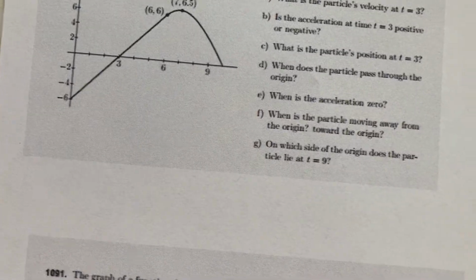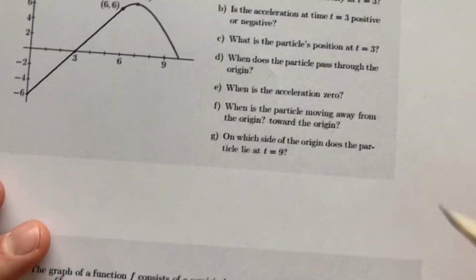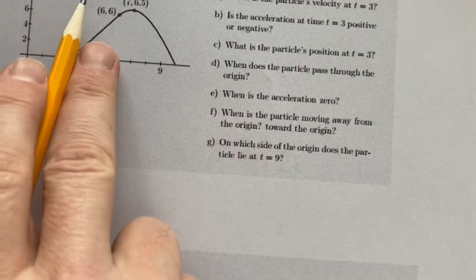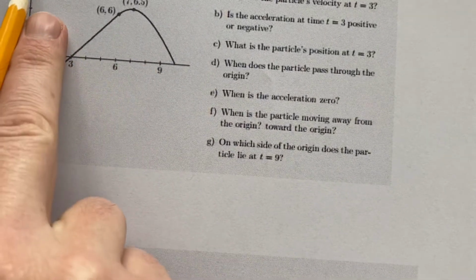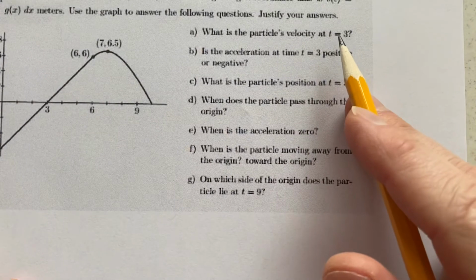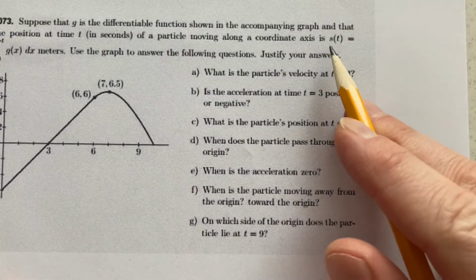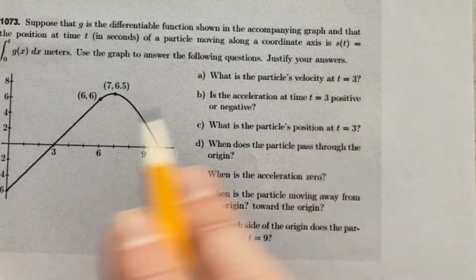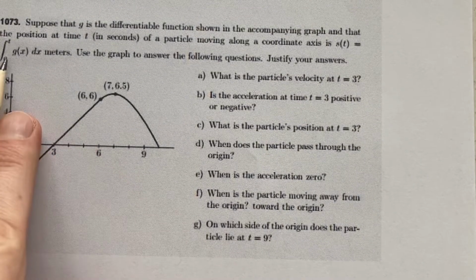All right, we're on to this page here, and we've got this graph, and we're told that this is a graph of g of x, and then we have a position function given to us that says the position of a particle is the integral of this function from 0 to t.